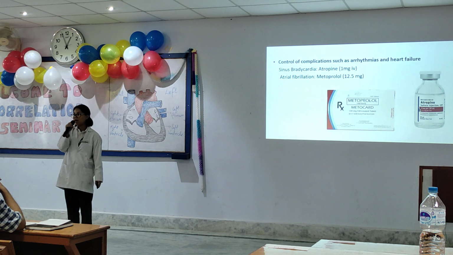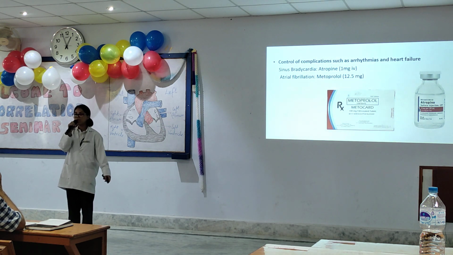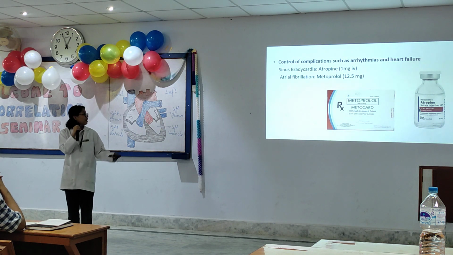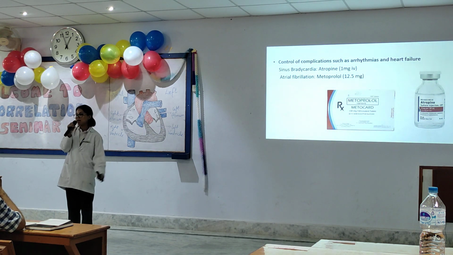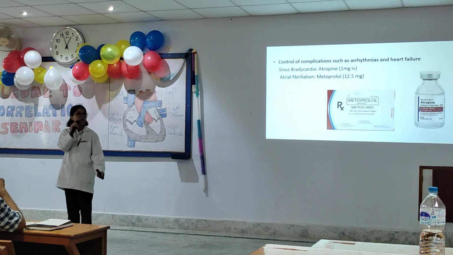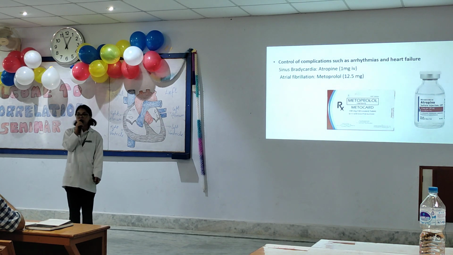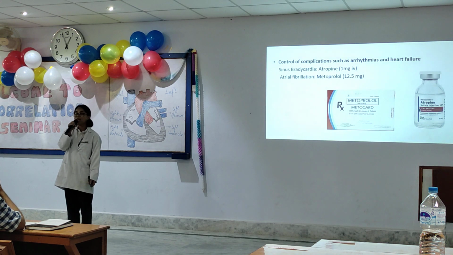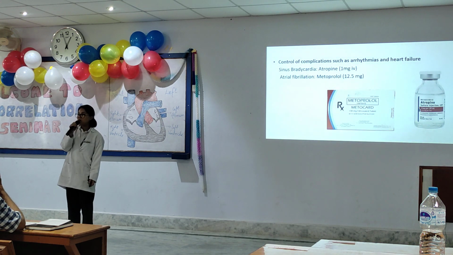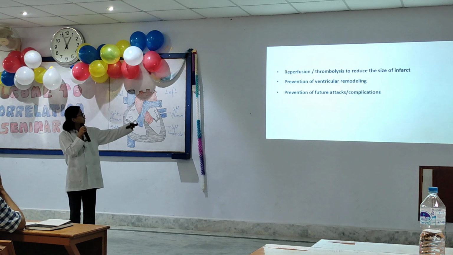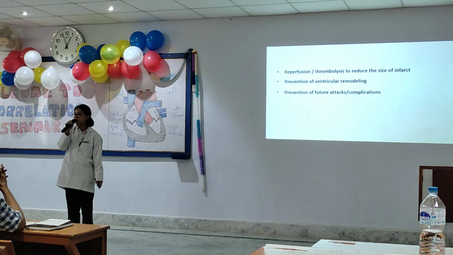Number three, control of complications. Normally we see arrhythmia and heart failure in the MI patient. If the patient is developing signs of bradycardia, then we give 1 mg of atropine through IV route. And if the patient is developing atrial fibrillation, then we give 12.5 mg of metoprolol. Number four, reperfusion therapy.